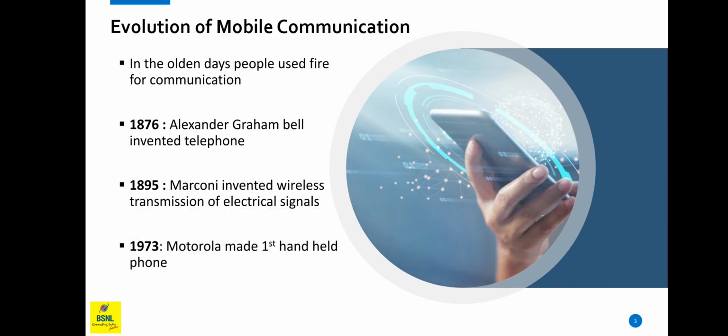The mobile communications started with the evolution of the Graham Bell telephone, the invention of the telephone, then Marconi's invention of wireless transmission of electrical signals in 1895, and in 1973 Motorola made the first handheld phone, which is mobile.